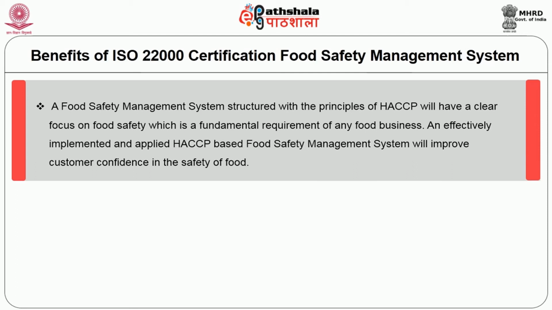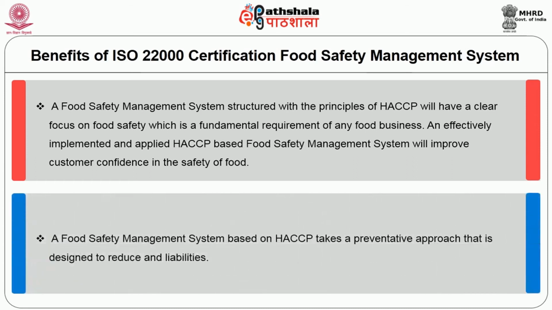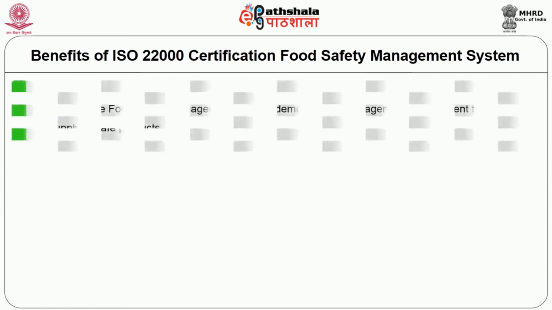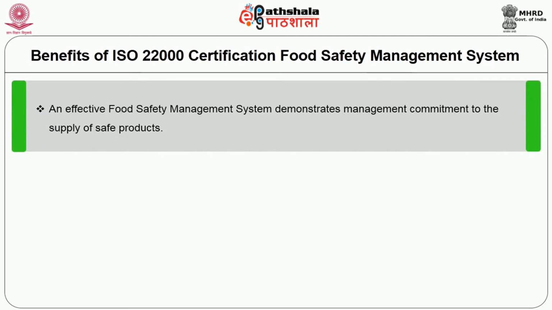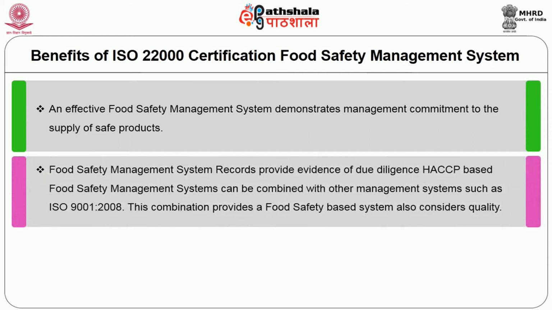An effectively implemented and applied HACCP based food safety management system will improve customer confidence in the safety of food. A food safety management system based on HACCP takes a preventive approach that is designed to reduce liabilities. An effective food safety management system demonstrates management commitment to the supply of safe products. Food safety management system records provide evidence of due diligence.